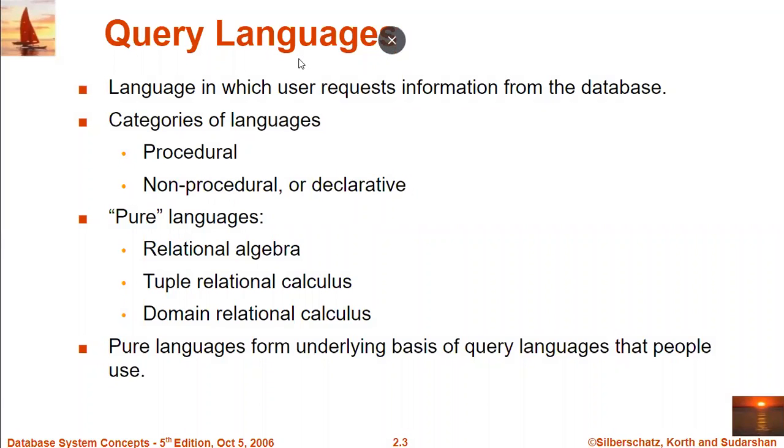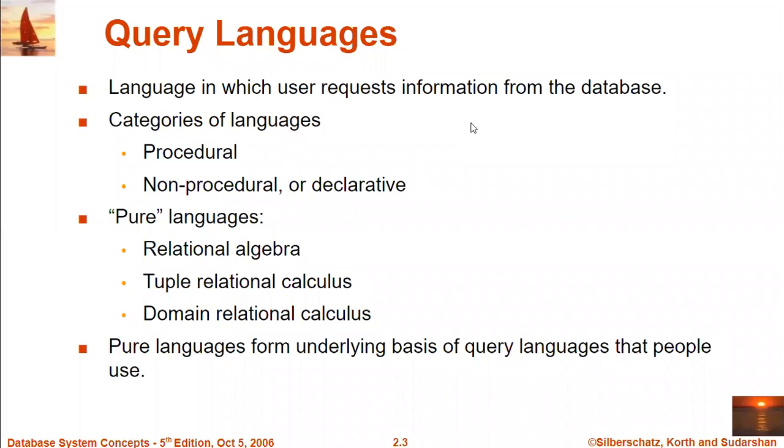So firstly, we need to know about query languages. What is a query language? Before that, we need to know what a query is. Query is simply a method through which the user interacts with the database. And a query language is a language in which a user requests information from the database. That is the way in which a user can retrieve information from the database by requesting with the help of a query. So there are two categories of languages, procedural and non-procedural.